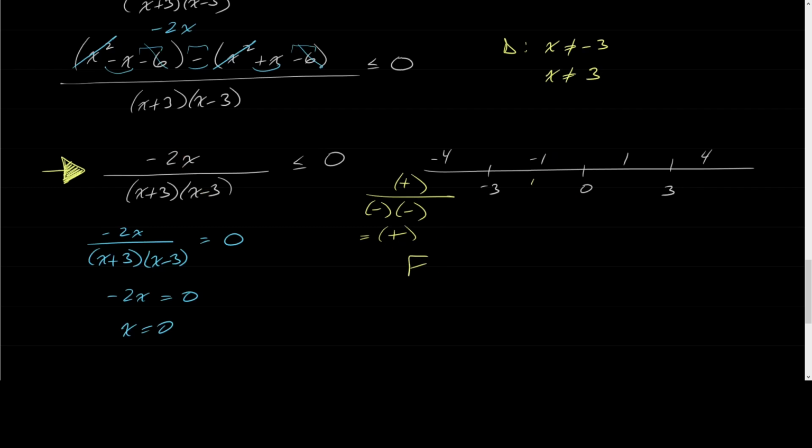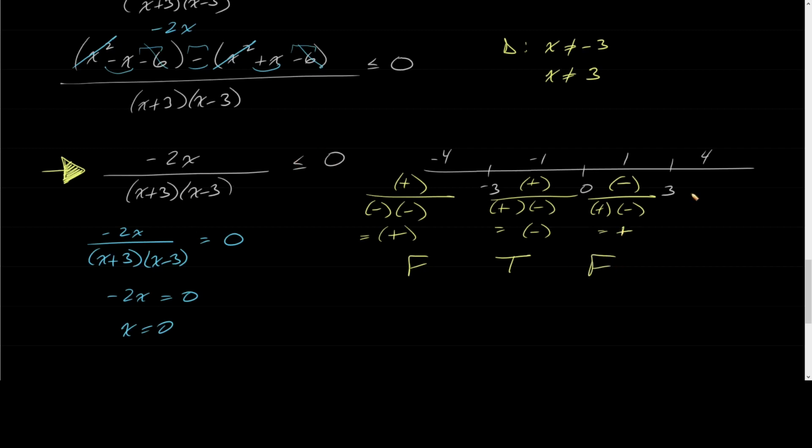Between negative 3 and 0. Negative 2 times negative 1, it's a positive. Negative 1 plus 3, it's a positive. Negative 1 minus 3, it's a negative. Overall, there's an odd number of negatives, so this is negative, meaning this is going to be true, because a negative is less than or equal to 0. Plug in 1. Negative 2 times 1 is negative. 1 plus 3 is positive, and then 1 minus 3 is negative. Overall, there's an even number of negatives here, which means this is overall positive. And is a positive less than or equal to 0?